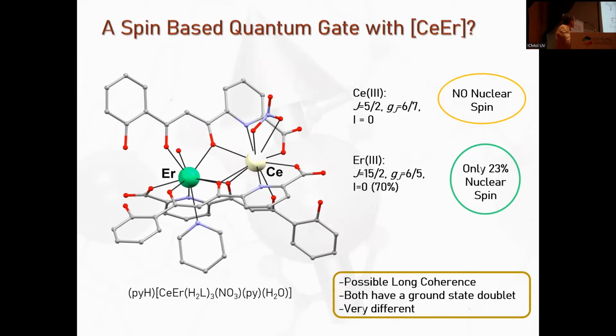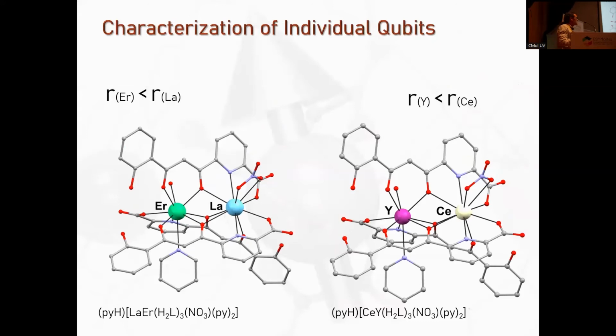And so, in order to evaluate the exact properties, the magnetic structure of this system, to see whether it could be used as a CNOT quantum gate, we studied in detail the magnetic properties of this compound. But also we could study specifically the magnetic properties of each of the qubits, erbium and cerium, in the environment where they find themselves in the molecule, but avoiding the influence of the other qubit. How can we avoid the influence of the other qubit? Well, by making the compound where in the other position there is a metal that is non-magnetic.